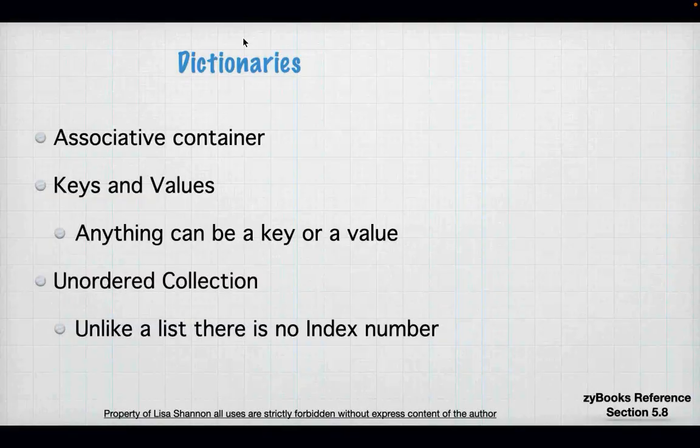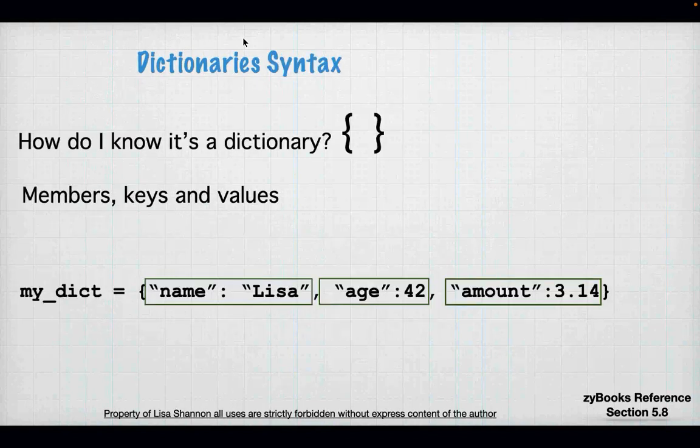Okay, let's talk about dictionaries. Dictionaries are an associative container. They have key-value pairs, and you can have anything as a key or anything as a value. And the nice thing about that is for our project, we're going to want a room as a key, and we're going to want to have a dictionary as a value. And I'll talk to you a little bit about that in a bit. It is unordered, which means there's no index number.